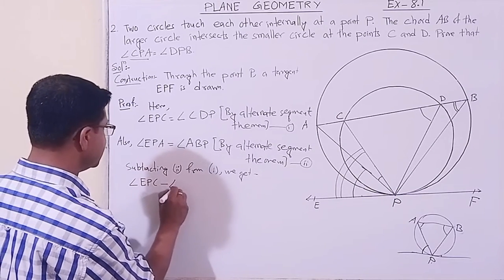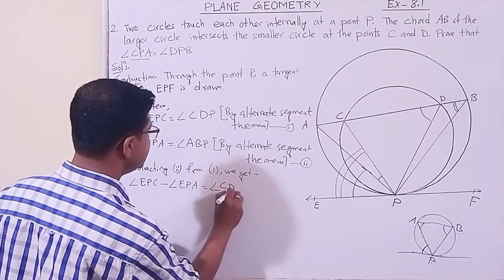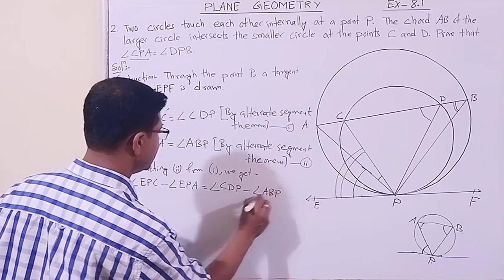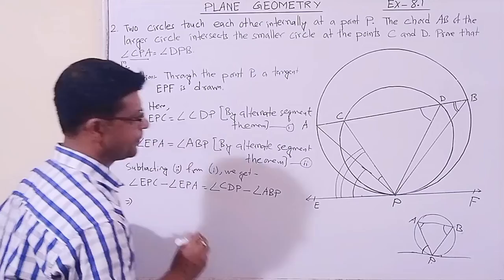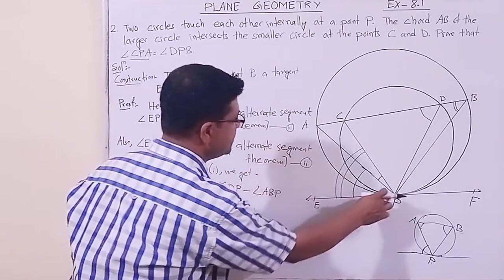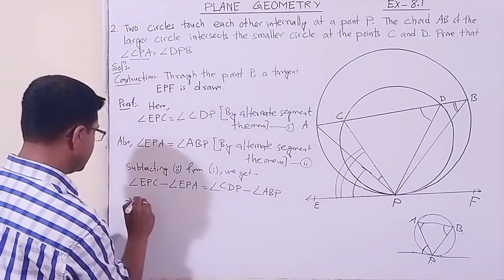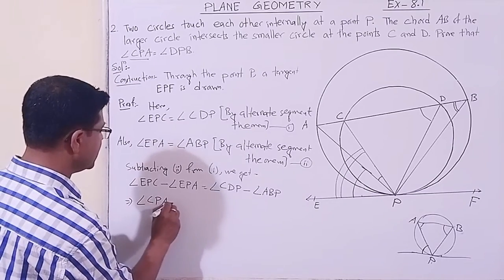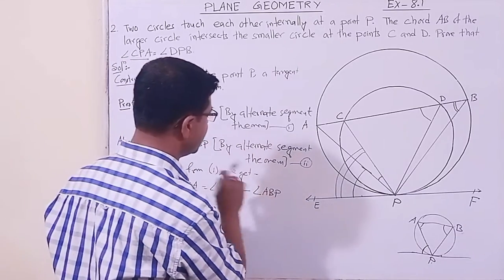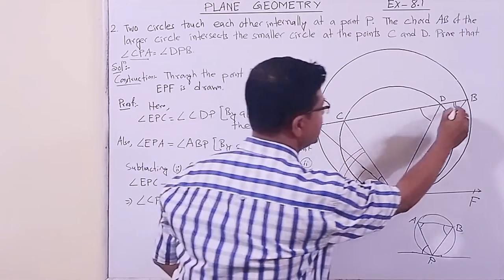Angle EPA equals angle CDP minus angle ABP. Got it? Okay. Now here on the left hand side, angle EPC minus angle EPA. Obviously this angle, let us write angle CPA. We are very lucky that we have got the left hand side, but we are not so lucky that directly we will get the right hand side. CDP, this angle, minus ABP, this angle.